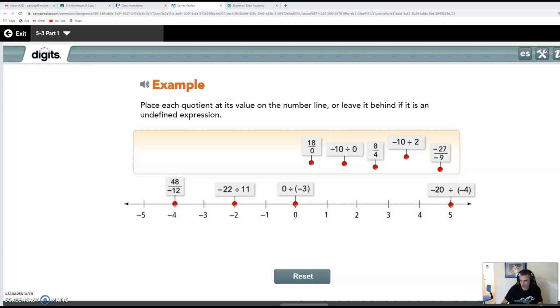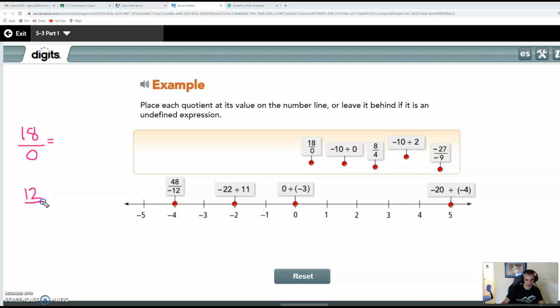Next up, 18 divided by 0. This is the big no-no. You can't divide something by 0. It doesn't make any sense. Remember, multiplication is the opposite of division. So if we could divide something by 0, it implies that there's some other number that I can multiply by 0 and get 18.